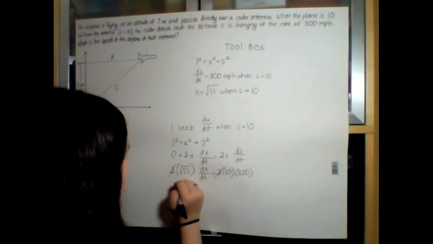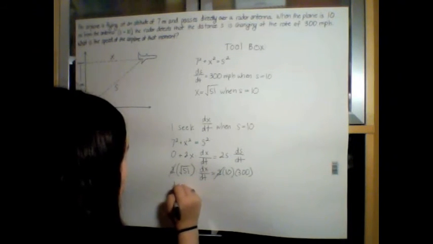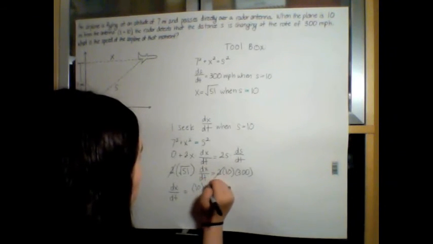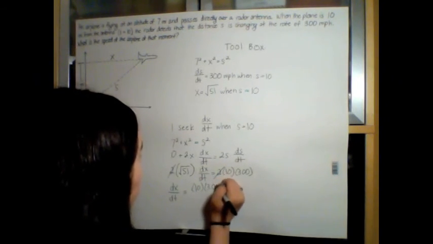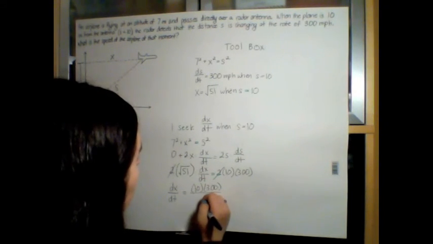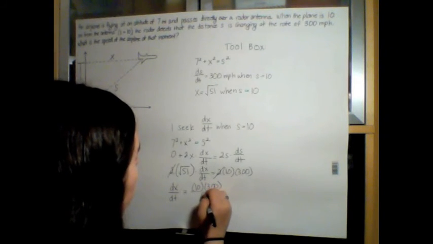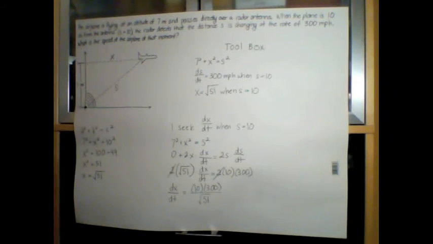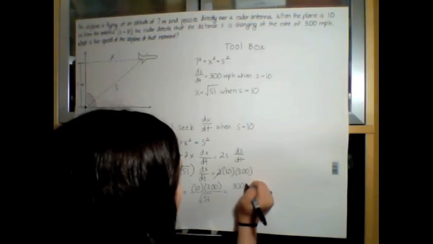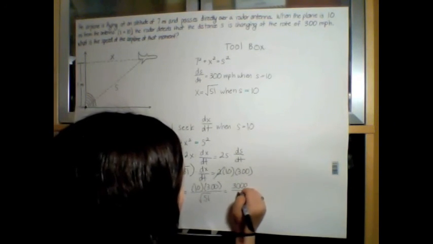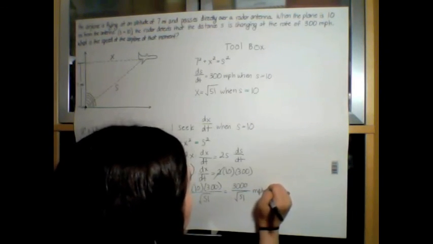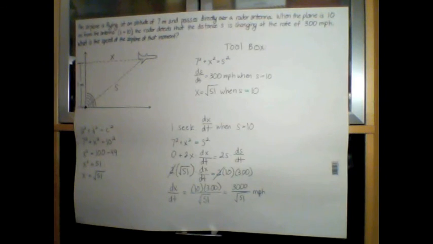And then we can solve for dx/dt. So we get dx/dt equals 10 times 300, or just this side, divided by radical 51. And that is equivalent to 3,000 over radical 51 in miles per hour. Remember, I always have to add the units. Okay, that's the problem.